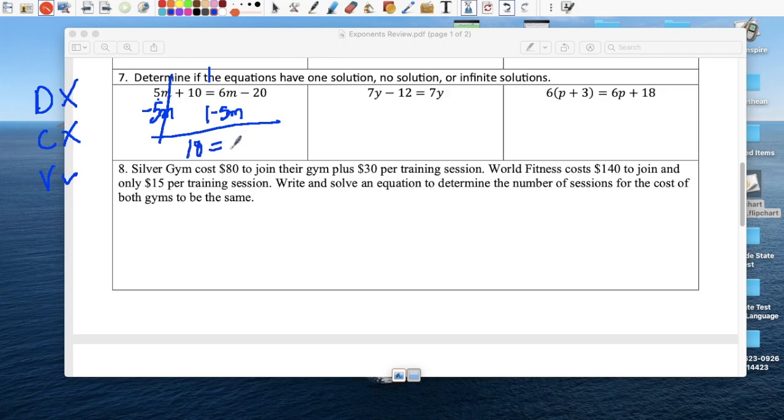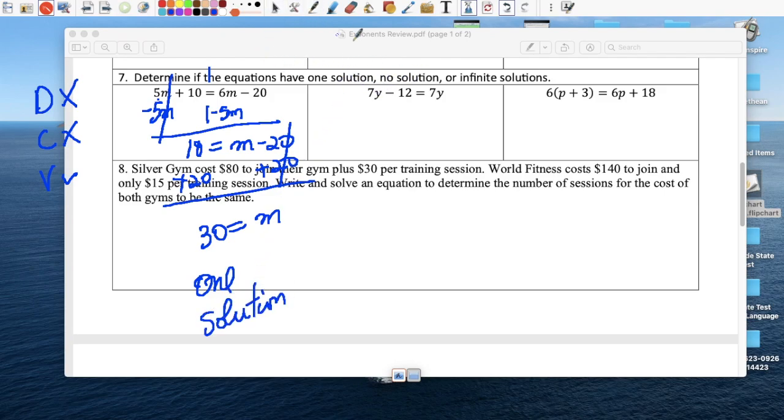6m minus 5m is just 1m. Minus 20. Let me add 20 to this side and add 20 to that side. The 20 goes away, m comes down, and 10 plus 20 is 30. So there is only one solution. This one is a one solution.